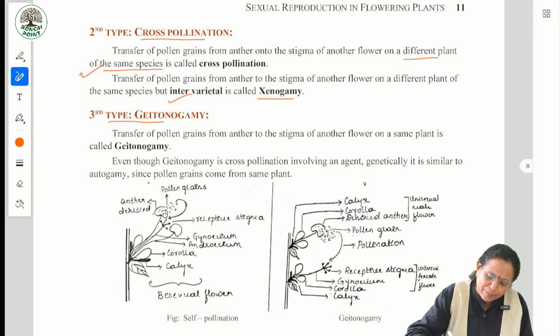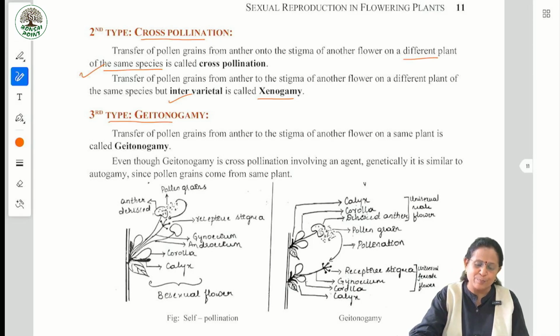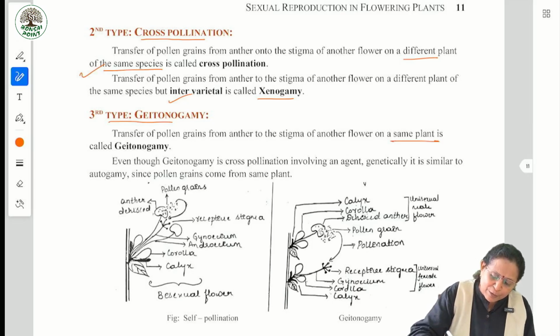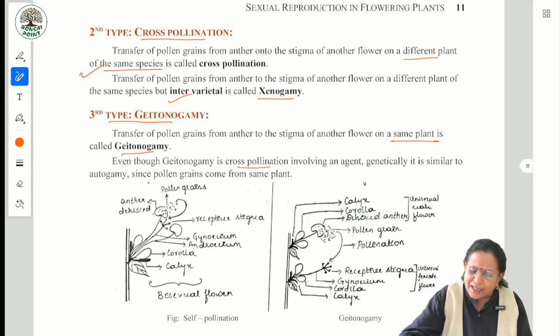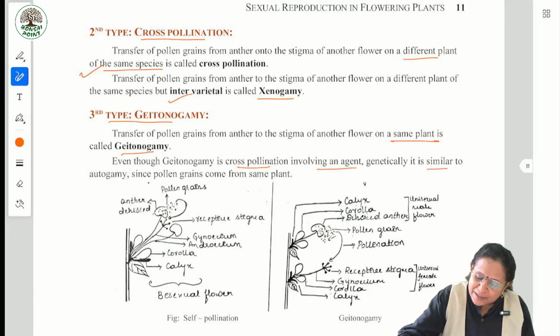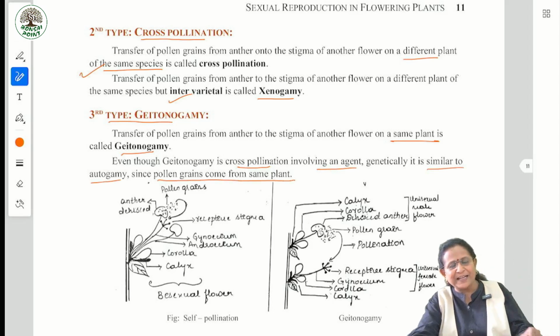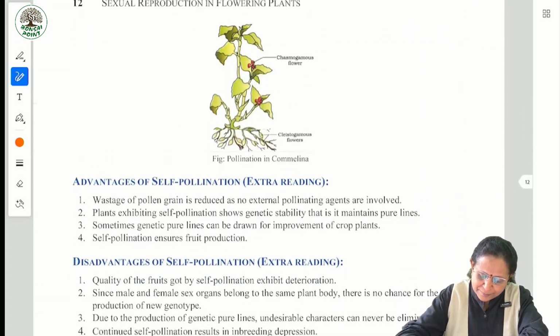Next is geitonogamy. Some say geitonogamy is self-pollination, some consider it cross-pollination. As per your syllabus, it is cross-pollination: transfer of pollen from the anther onto another flower on the same plant is geitonogamy. Even though geitonogamy is cross-pollination and involves an agent, genetically it is similar to autogamy, as the pollens are from the same plant. Yes, let us see the next topic.